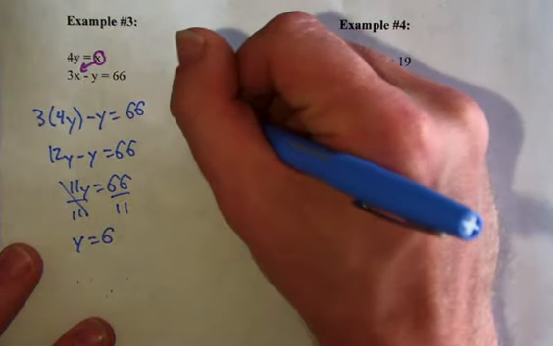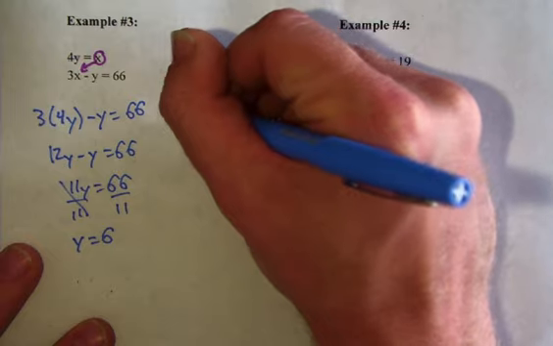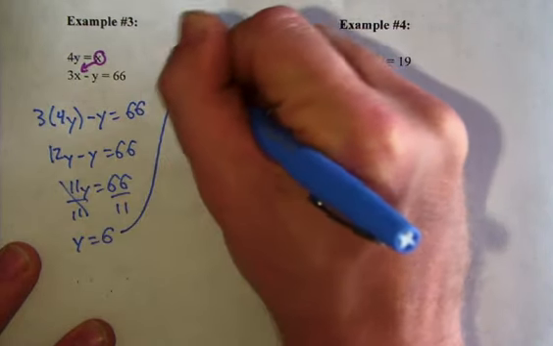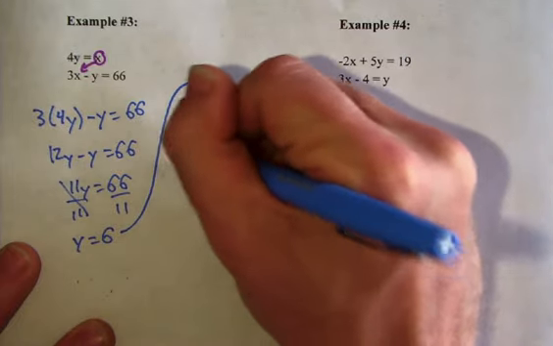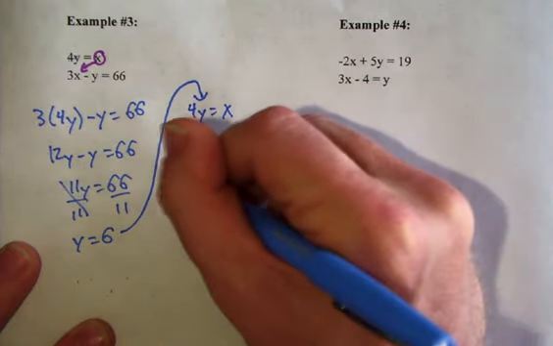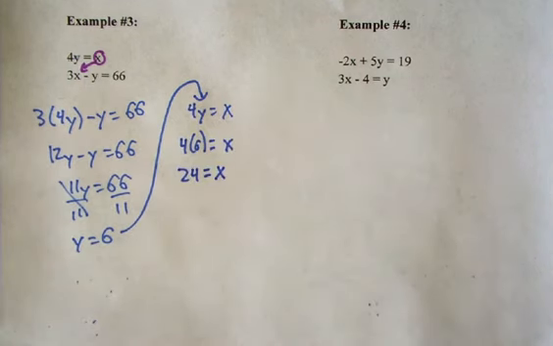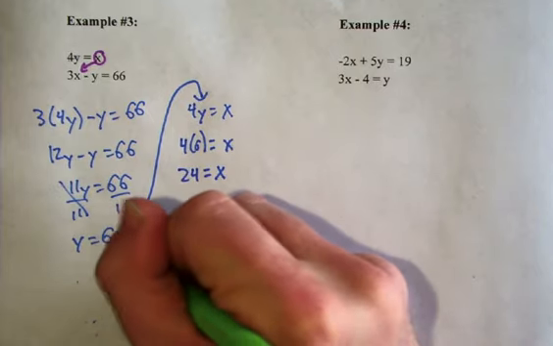Y equals 6. We're going to go ahead and plug that in here. So we've got 4y equals x. I'm plugging this in here. So I get 4 times 6 equals x, or x equals 24. And that is our solution, 24, 6.